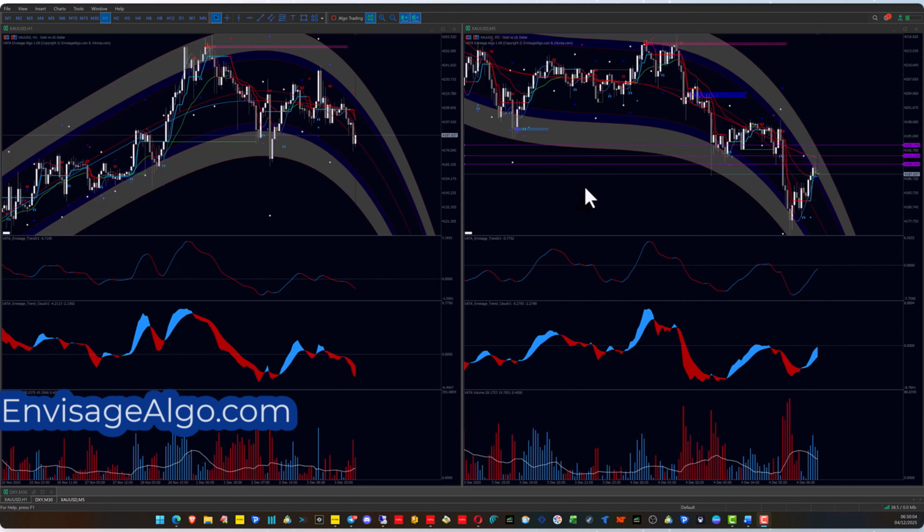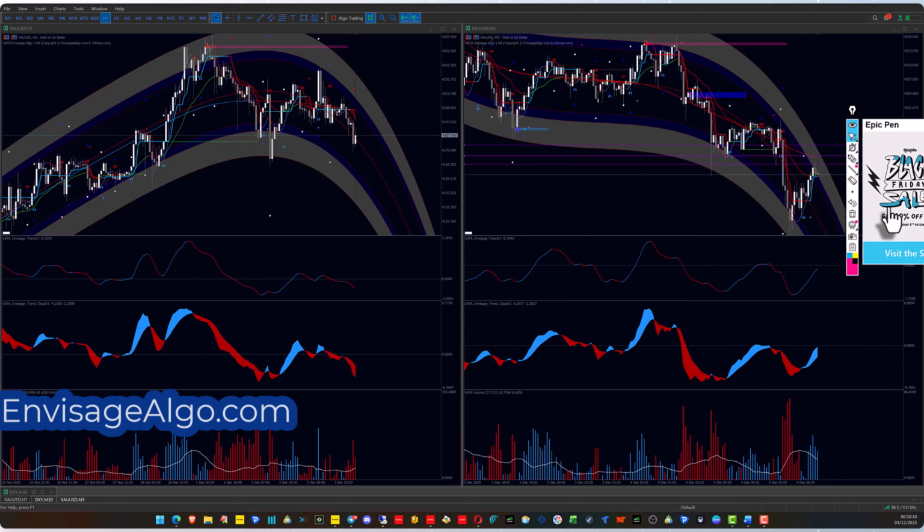This is just a review on a trade that I've just taken on gold. I know this is pre-market open, pre-London market open, but this is actually a good trade. And this is just a case study of how you can use Envisage Algo with several things.